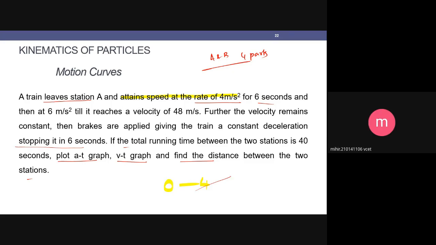But sir, in the question it is clear that a train, leaving, attains a speed at the rate of 4 meters per second square. That's why it means it's uniform acceleration. Yes, it is a case of uniform acceleration.